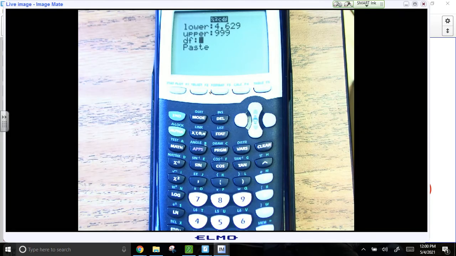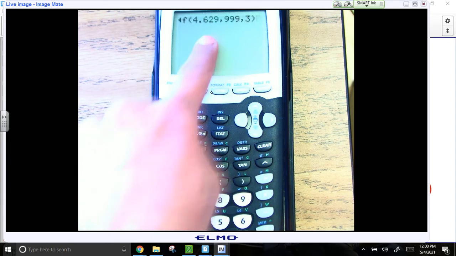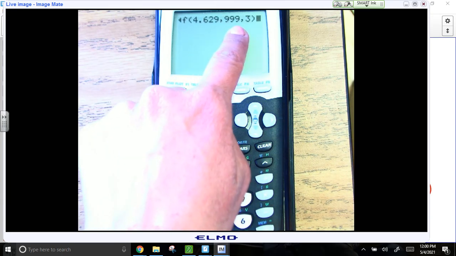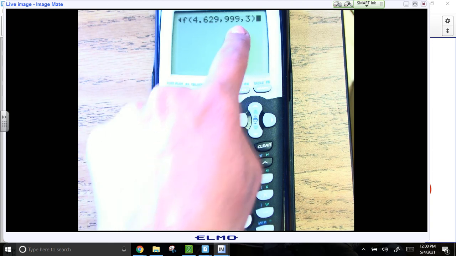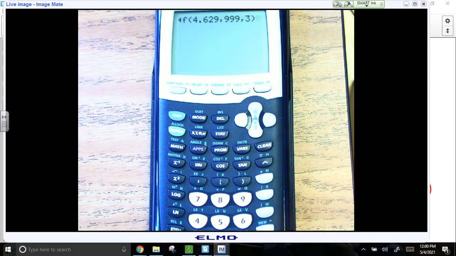So looking back at the calculator, I'm going to change this to a 3. If you have the older calculators, remember you just have to put it in there with commas between each one. Man, I'm having a hard time talking today. When I hit enter, here's the p-value. It's about 0.201, so just a little over 20% basically.